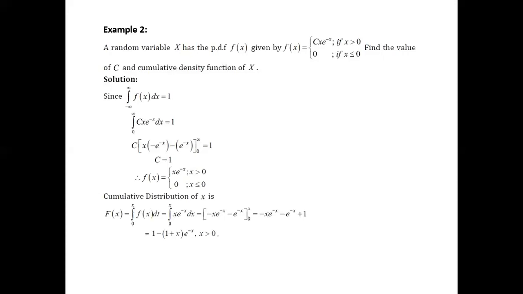Now my density function is f(x) equals x e to the power minus x when x is greater than 0, and 0 when x is less than or equal to 0. How do we find the cumulative distribution function of x? By definition, F(x) equals the integral from 0 to x of f(x) dx. So the integral from 0 to x of x e to the power minus x dx. If I substitute this, we get minus x e to the power minus x, minus e to the power minus x, integrated from 0 to x. So 1 minus (1 plus x) e to the power minus x is the probability distribution function, or you can say the cumulative distribution.